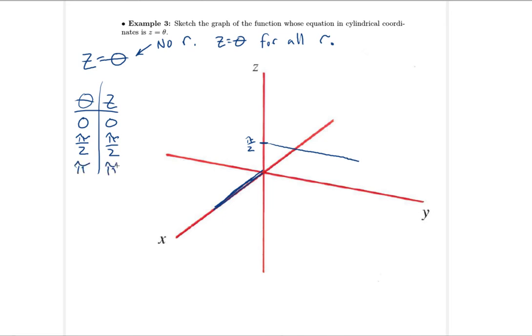Okay. What about when theta is equal to pi? Well, then z equals pi. So then if I go up to pi, okay, well, where's pi? Pi's over here on the negative x-axis, and so I'm going to draw a line parallel there. Okay. And then 3 pi over 2, it would be at 3 pi over 2. So I go up 3 pi over 2, and that's when you're pointing down the negative y-axis. So I'm going to put another line like this.